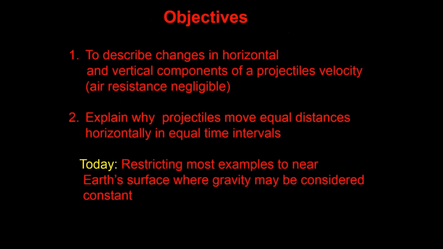So with that reminder, let's take a look at getting back into our motion. Our objectives today are to describe the changes in horizontal and vertical components of our projectile's velocity, which of course means its acceleration as well. Change in its velocity is implicit in acceleration. We'll also explain why projectiles move equal distances horizontally in equal times. We've kind of already done that. These are the things you should be getting from it.